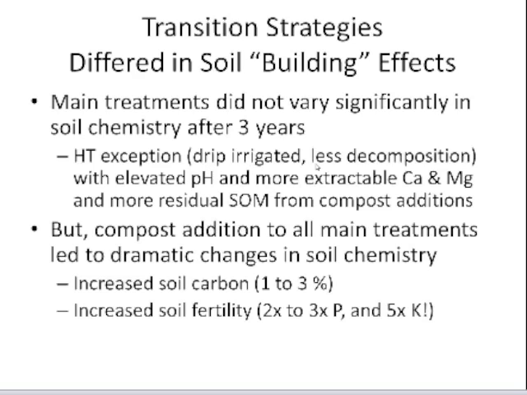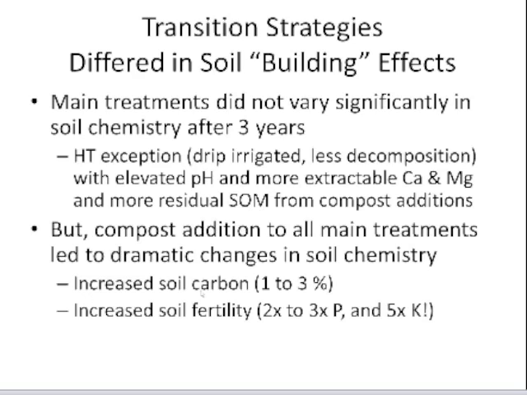We used drip irrigation, and as such, we had less decomposition, particularly where we were adding compost, which was a secondary treatment. Because the compost had an elevated pH, the soil pH increased, and the extractable calcium and manganese, as well as the soil organic matter, continued to accumulate over the 3-year period, such that we actually had an increase of soil pH from 6.4 to nearly 7.4 in that 3-year time period, and an increase in soil organic matter from about 1% to 4.5%.